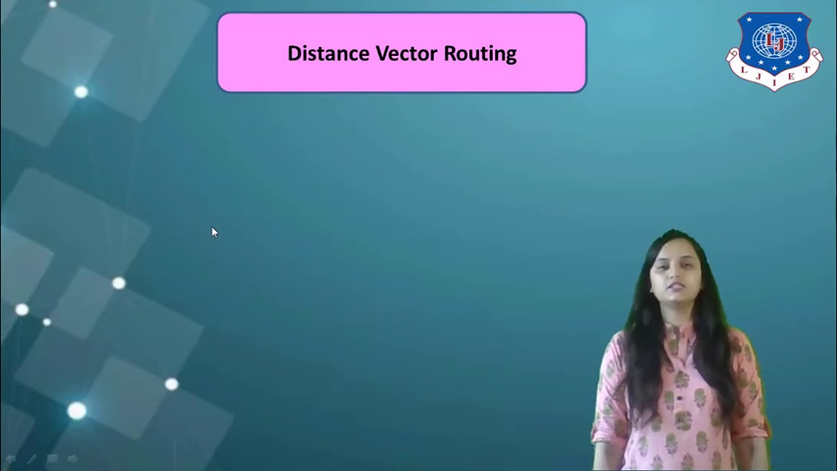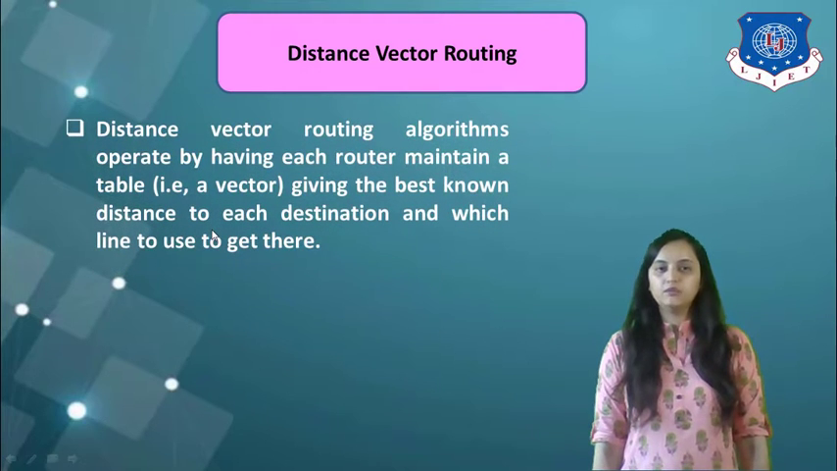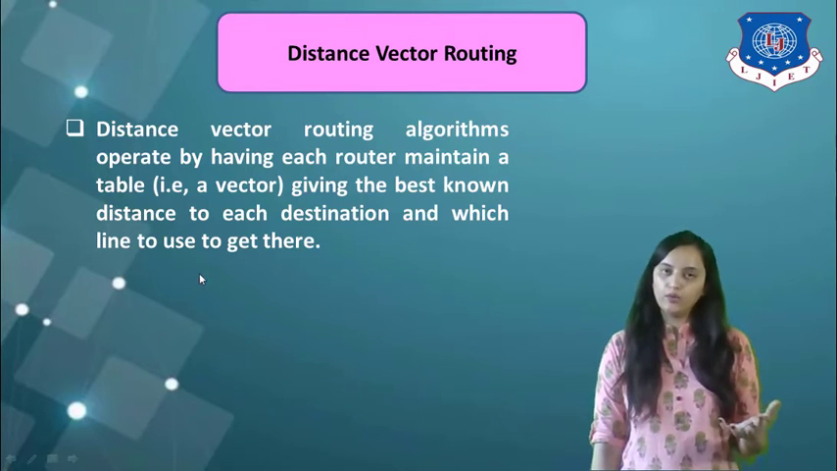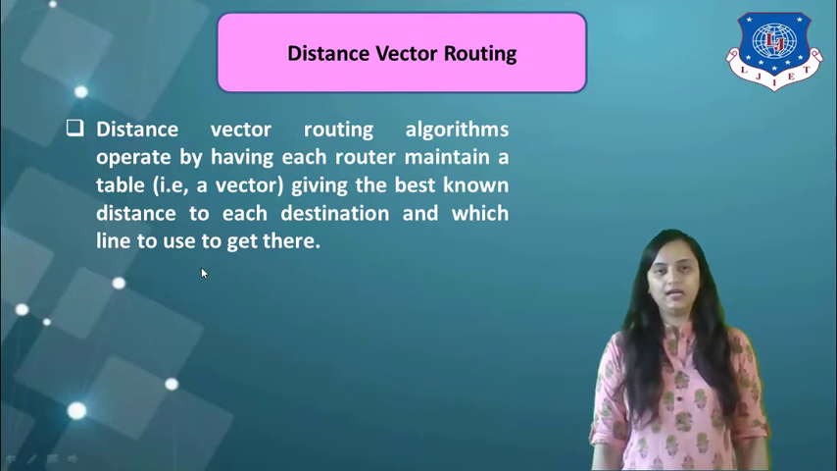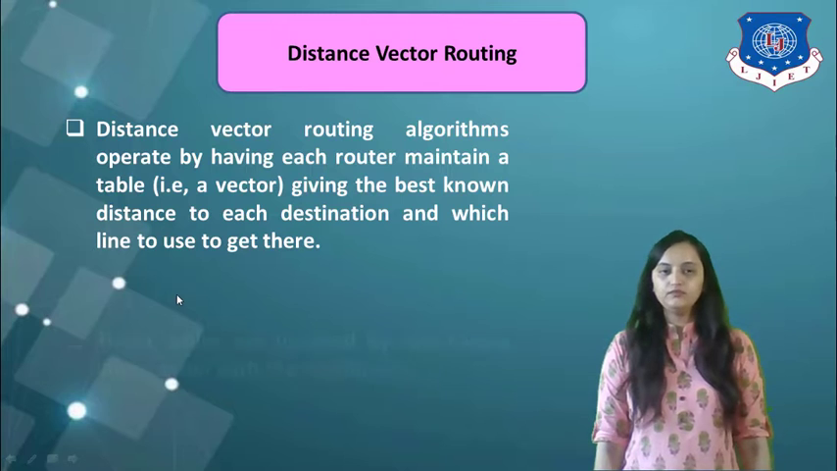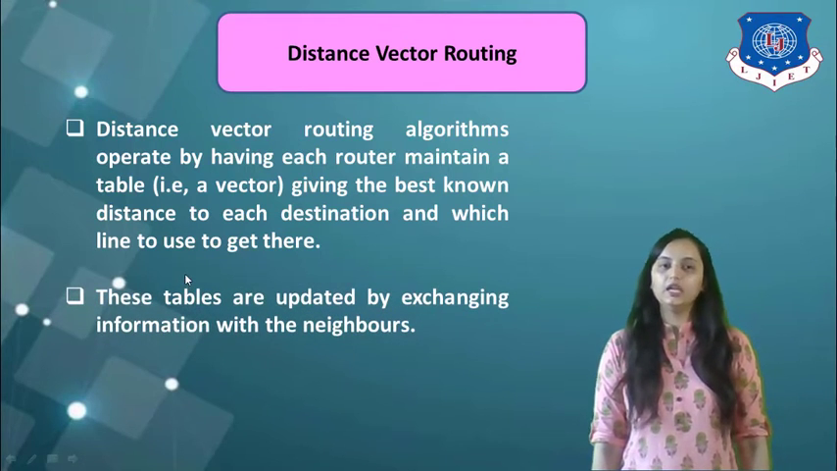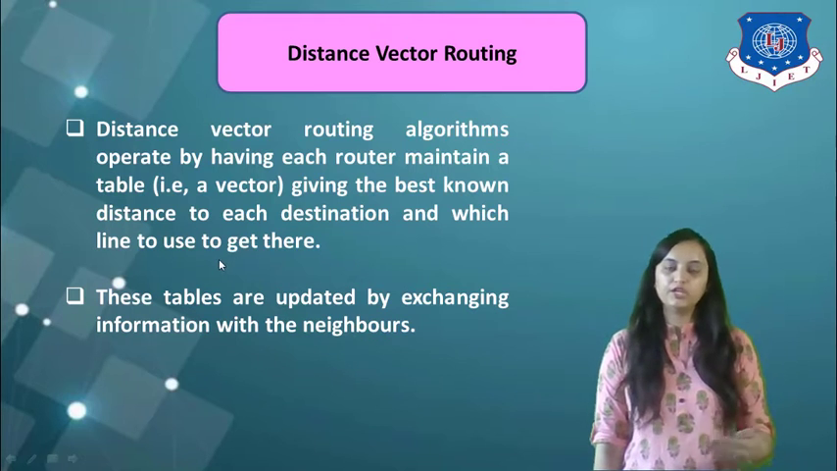The first one is distance vector routing. Distance vector routing algorithms operate by having each router maintain a table, called the vector, which gives the best known distance to each destination and which line to use to get there. Every outgoing line connected to that particular node or router is indicated, along with the best known distance to its neighbor routers, and these details are stored in that table, also called the vector. These tables are updated by exchanging information with the neighbors, after every exchange of information or packets.